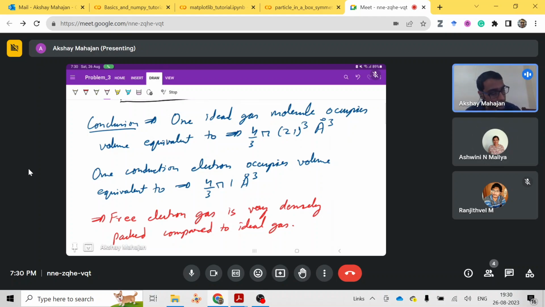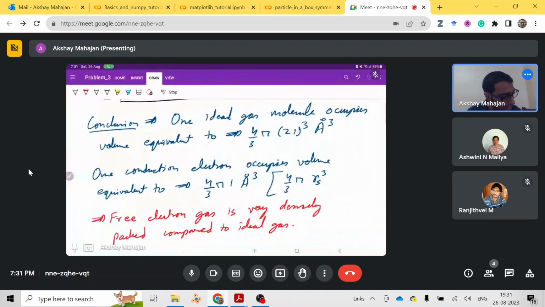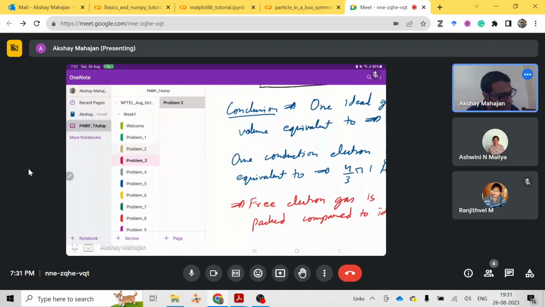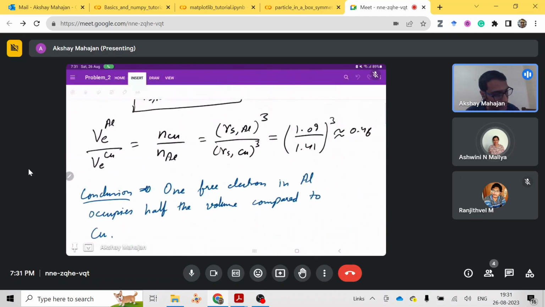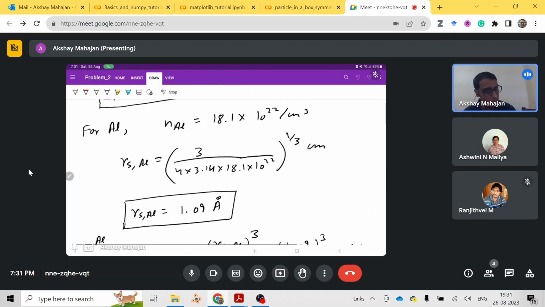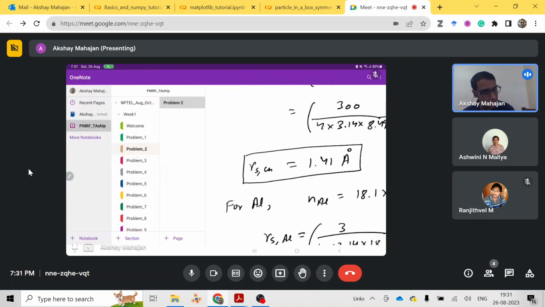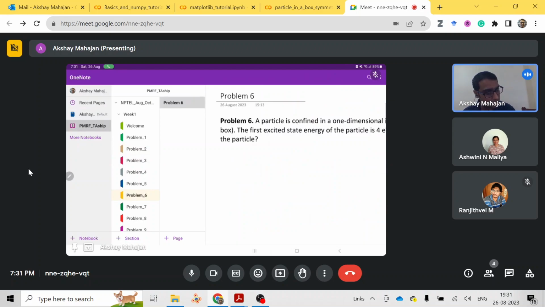It is the same question that we have done earlier. It is 4/3 π rs³. This rs value we calculated in our previous problem, in problem number 2, I guess. If you remember, the rs value in aluminium was around 1.09 and for copper it is 1.41. So we can approximately say that this radius for conduction electrons comes around 1 electron volt.